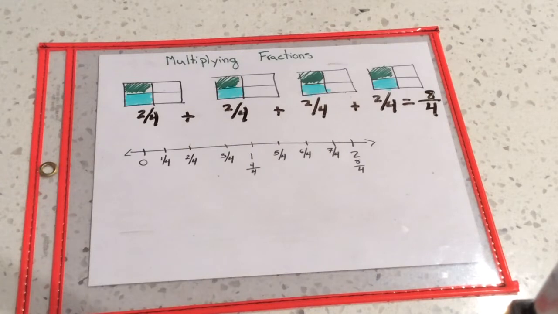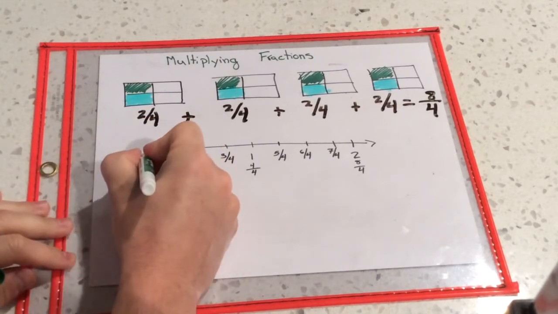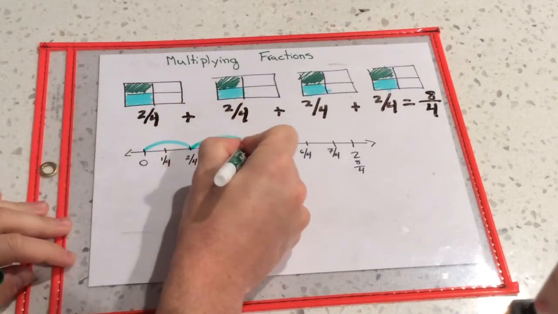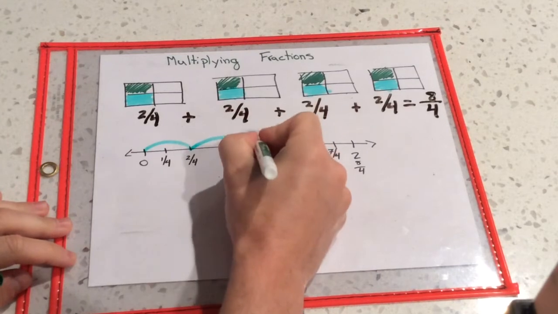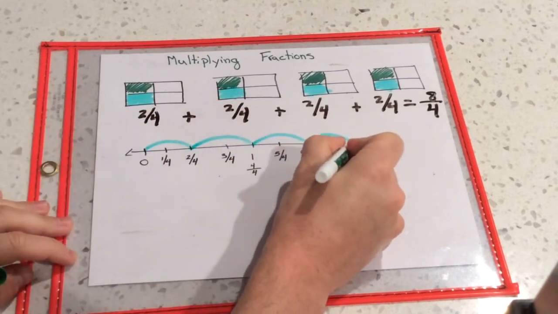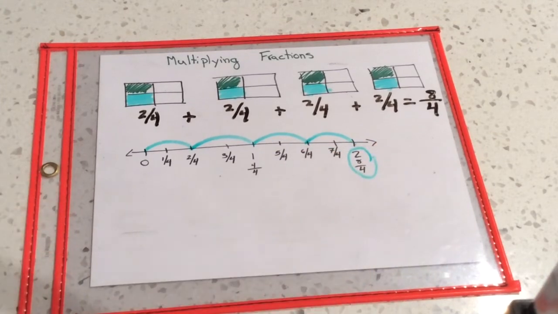We had 8 fourths. Now on a number line, it might look like this. I'm starting at 0. I had one group of 2/4, another group of 2/4, another group of 2/4, and a final group of 2/4, landing on 2 wholes, which is also the same as 8 fourths.